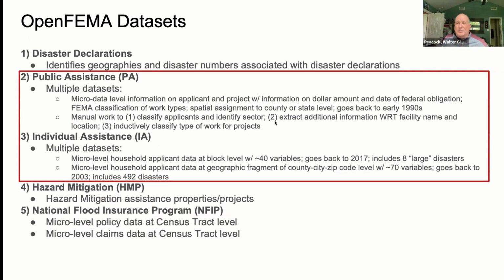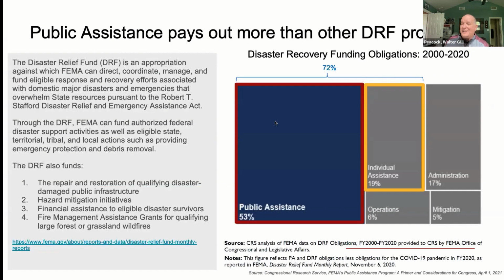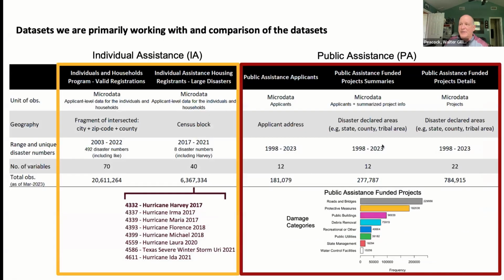So the data sets we're looking at are these public data sets. My talk today is really on the public assistance and the individual assistance data. We are focusing on that because it represents 72%. Can y'all see the pointer as well? 72% of all the disaster recovery funding that's been obligated between 2002 and 2020, with 53% of it in public assistance and then 19% in individual assistance. So we're hitting the two major programs here.